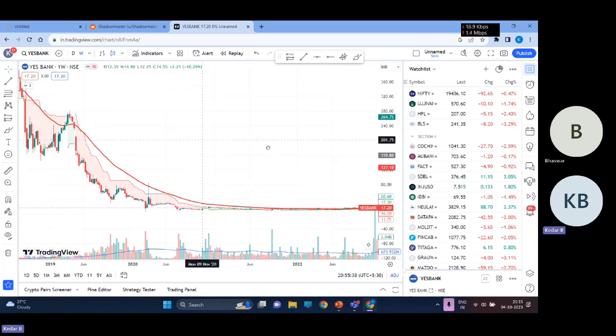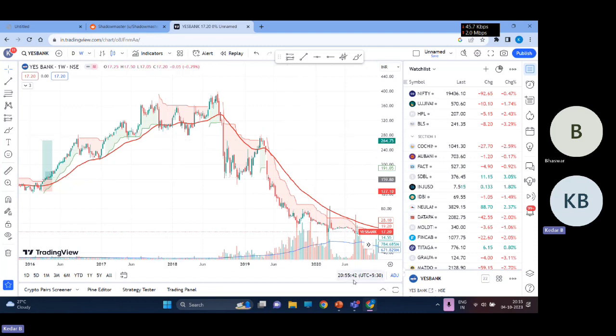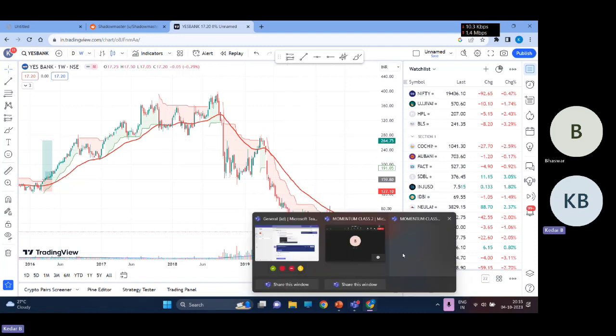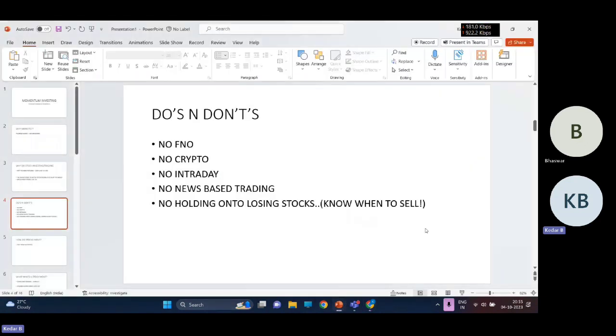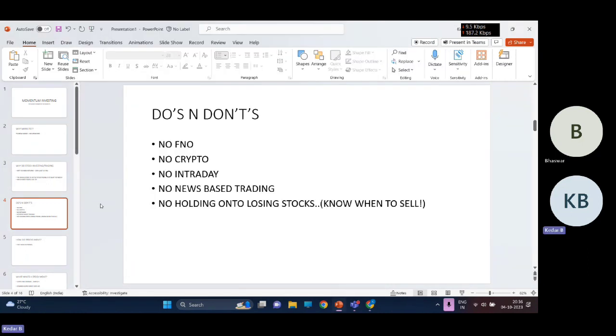So these are some of the examples. We'll be seeing plenty of these to get a clear picture of why you should not hold on to your losing trades, and why you should sell them immediately. I mean, by immediately, I mean when it breaches your sell rules. Some of the do's and don'ts which you have to keep in your mind while you are in the markets.